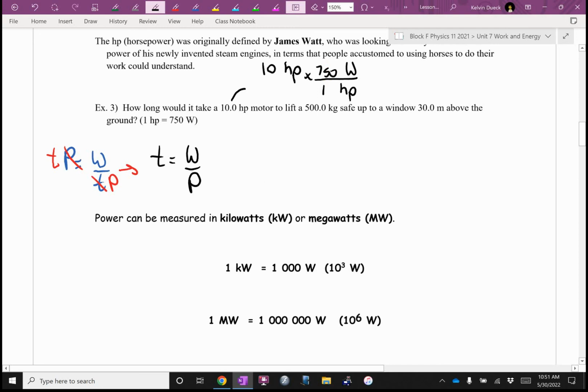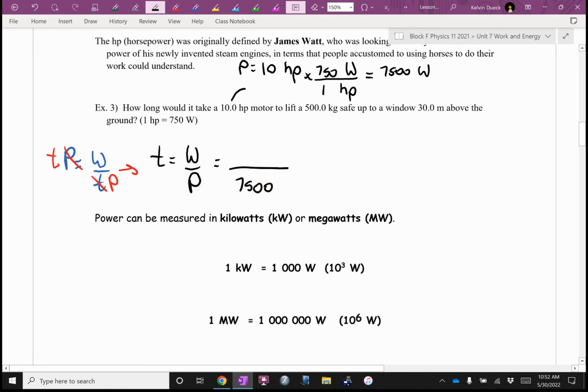Scott, Jada, am I going to times by 750 or divide by 750? In your head without a calculator, what's 750 times 10? When you multiply by 10, what do you do? Just add another zero? Okay, so power, which is 10 horsepower, is going to be 7,500 watts. That's what's going to be on the bottom.